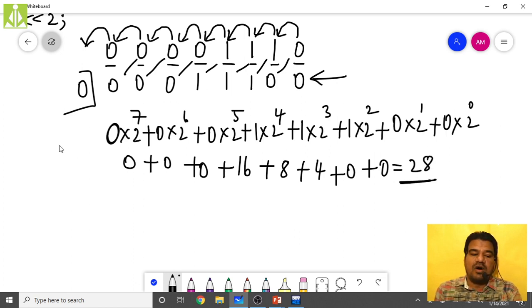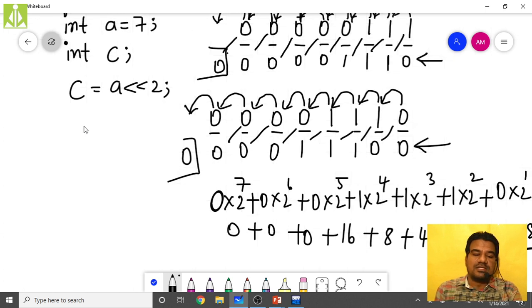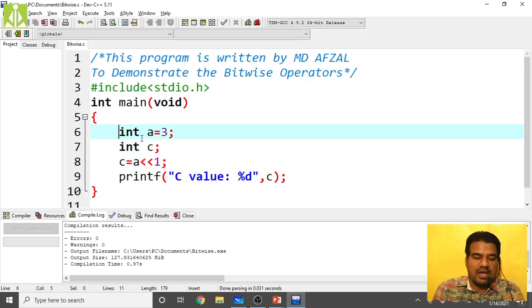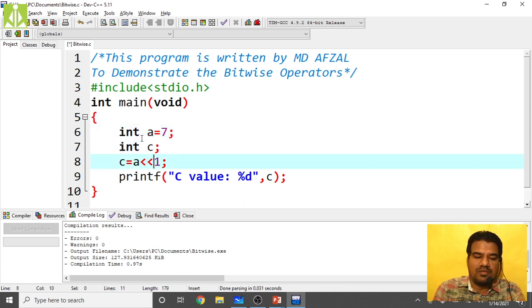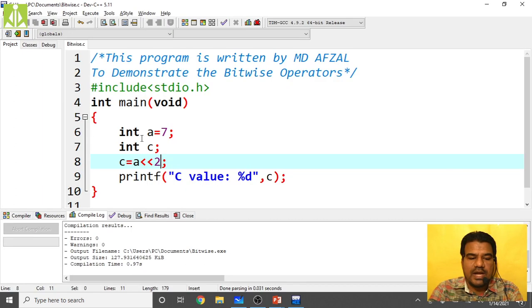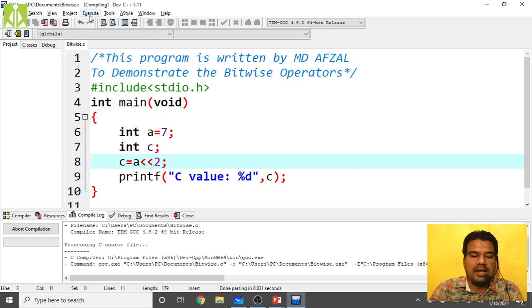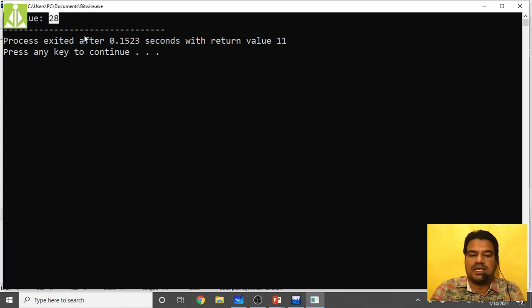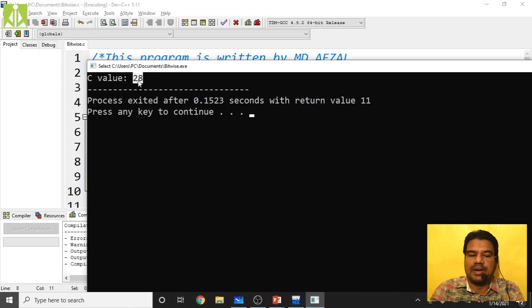Let's quickly perform this operation and we'll see whether for the C value you will get 28 or not, for 7 bitwise left shift twice. We need to get 28. So go to the program and change the A value to 7 and perform bitwise left shift twice. So now what do I have to get? I have to get 28. So simply compile and see the execution. Yeah, we got 28. As you can see here, C value 28 we got.